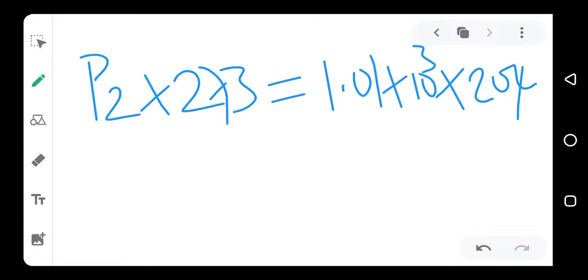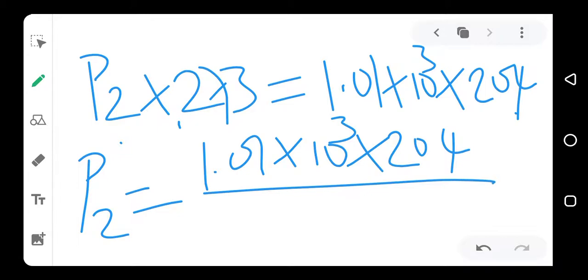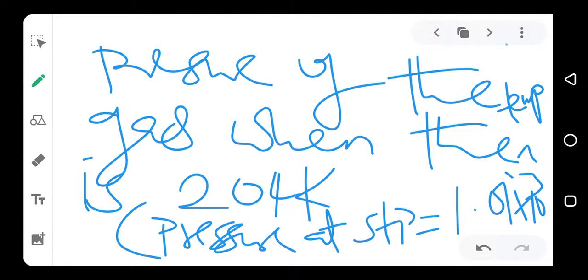And this means that if we want to make P2 stand alone, then P2 is equal to this side divided by 273, which is 1.01 times 10 raised to power 3 times 204 over 273. And whatever it gives us is the answer. Note that here we did not convert anything because the temperature given to us is already in Kelvin. If the temperature is already in Kelvin, there is no need for conversion. But if the temperature is not in Kelvin, we must convert it to Kelvin before we use it to do the calculation that we want.